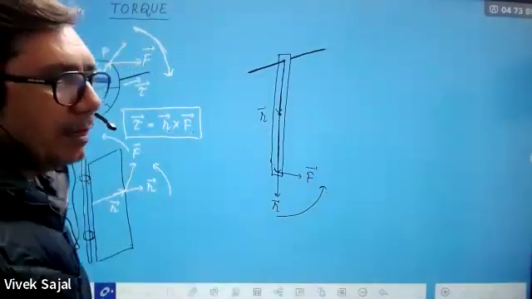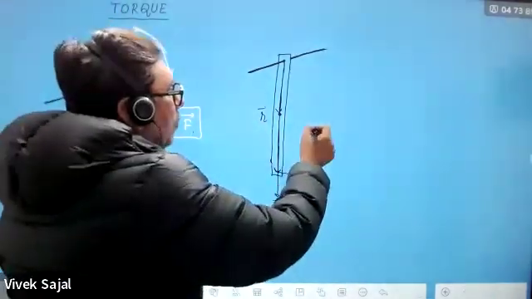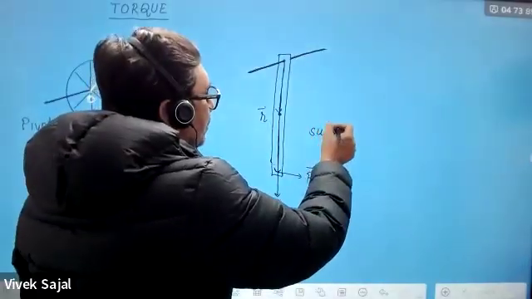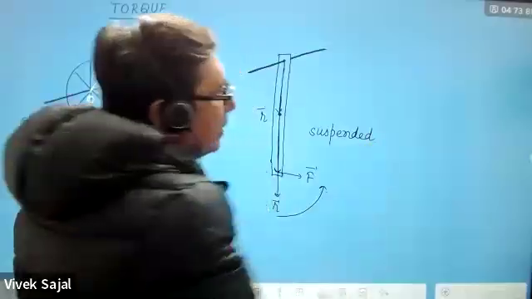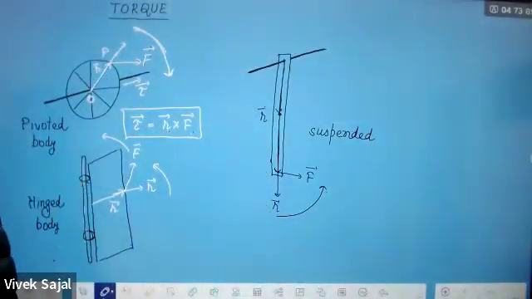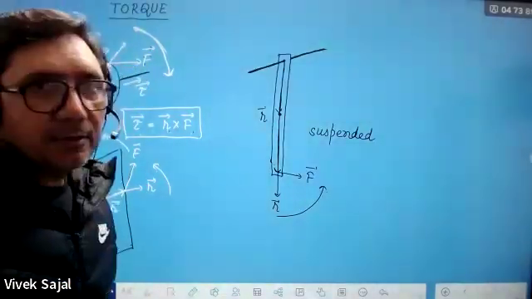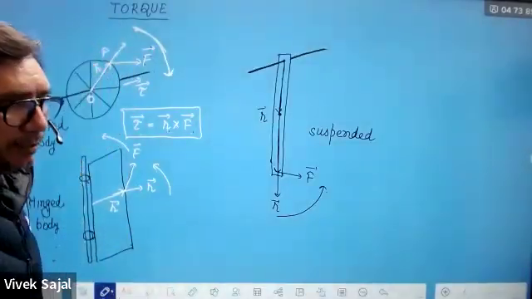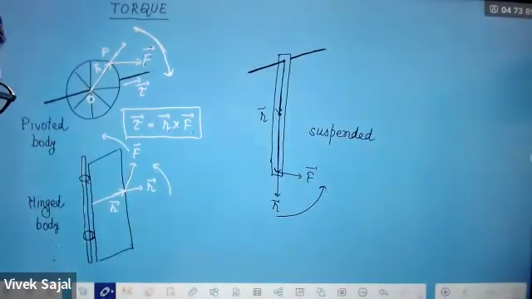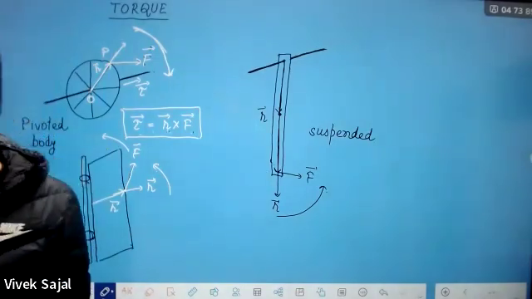So whenever you are applying a force on a pivoted body, hinged body, or suspended body, then they try to rotate. And we say that a torque is acting on it. So you can write the definition of the torque. Please write the definition of the torque. So here three types of bodies may be there: suspended body, hinged body, or pivoted body. First, write the definition of the torque.